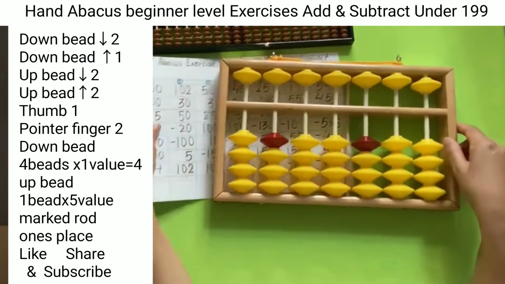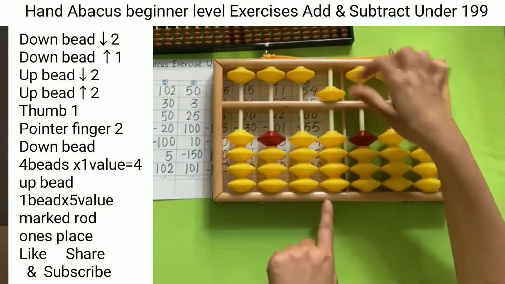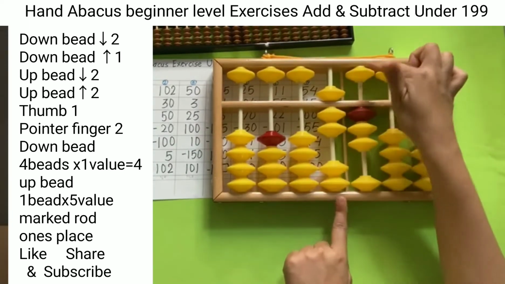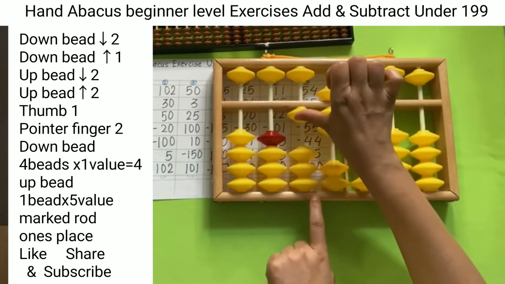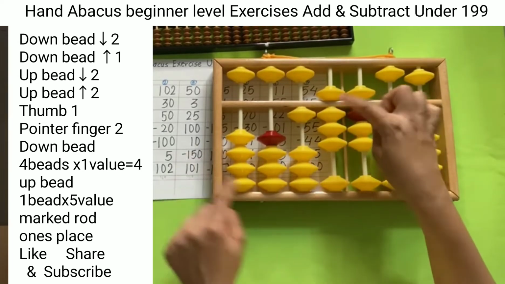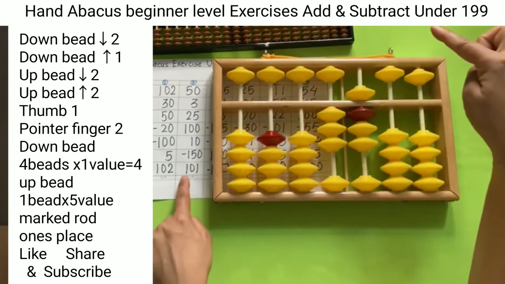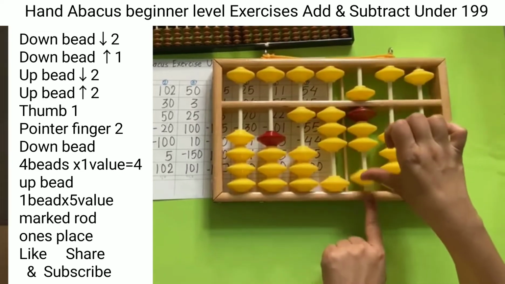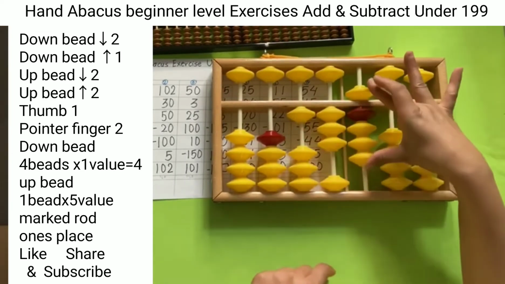Number 3. 50 and 3, add 20 and 5, add 100, add 10, reduce 150. This is 100 and this is 50, and 101. This is 100 and this is 1. And your answer is 139.